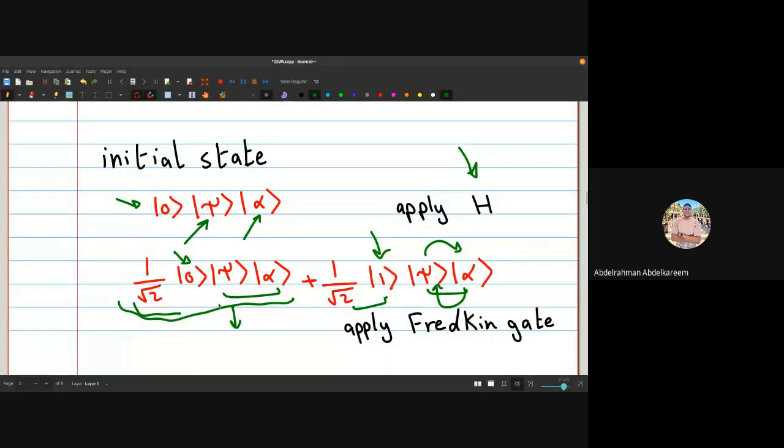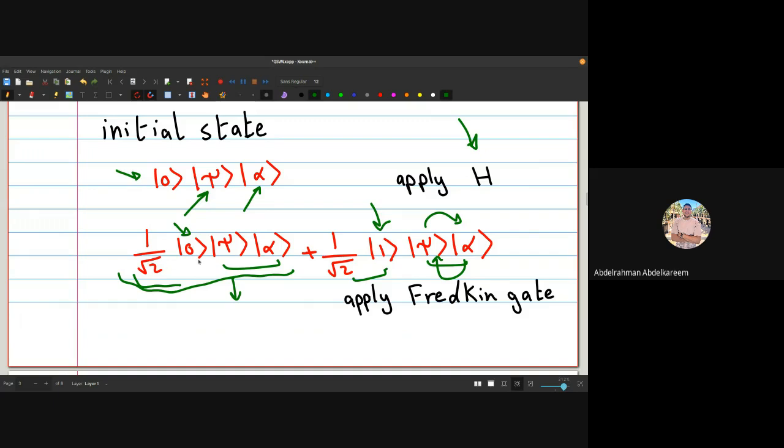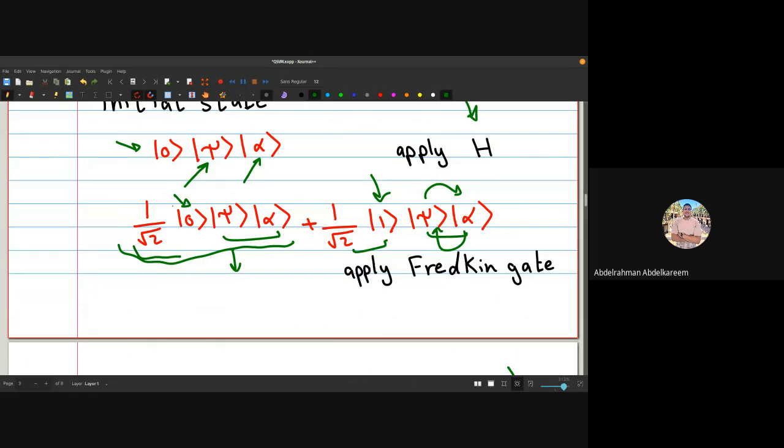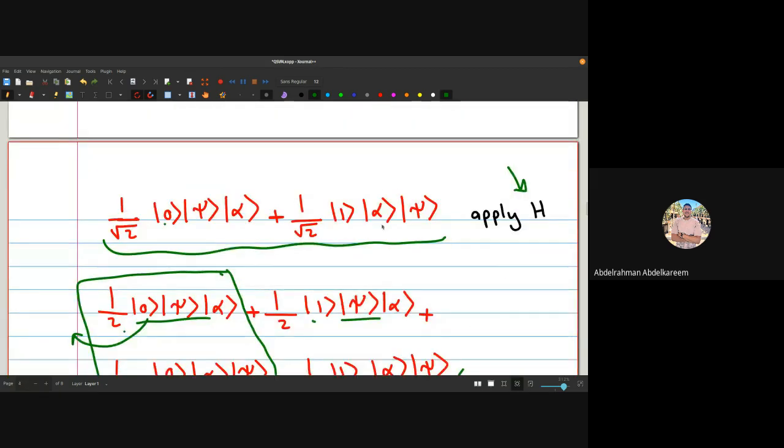Okay. So the initial state is ket 0, ket psi, ket alpha. We apply Hadamard. It will be 1 over square root 2, ket 0, ket psi, ket alpha, plus 1 over square root 2, ket 1, ket psi, ket alpha. It's a normal Hadamard gate. So we apply the Fredkin gate. The Fredkin gate is a controlled swap gate. So this term stays the same because this auxiliary qubit is 0. This is 1, so we will swap these two states. It will be like that.